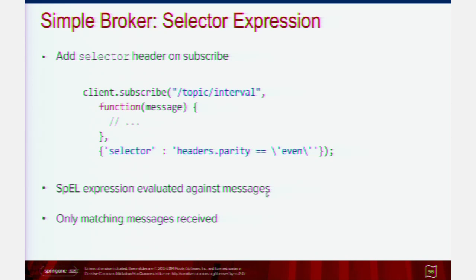We also, for the simple broker, support a selector expression. So when you're subscribing, you can provide an expression which is evaluated against the headers of messages. So now you can receive a subset of messages. In the example, I have an interval range with odd and even numbers, and I can say that if there's a parity header with a value of even, then I'm only going to get those messages. I'm not interested in any others.